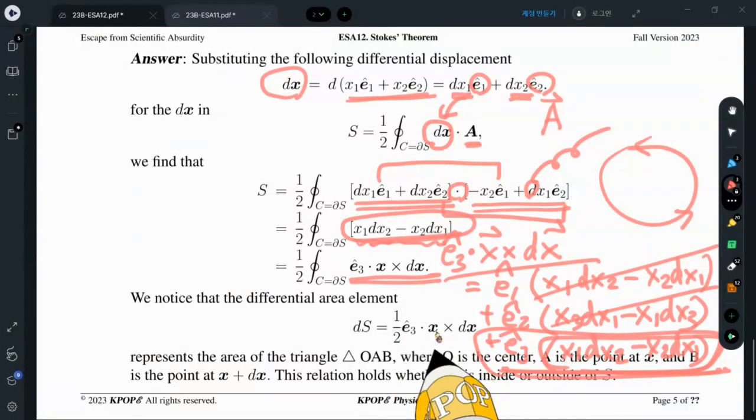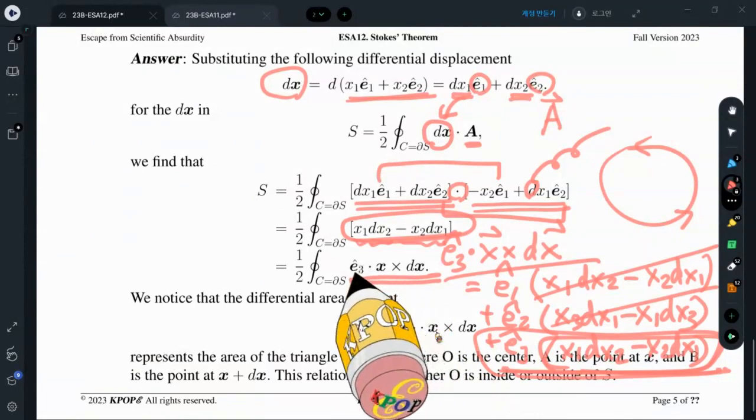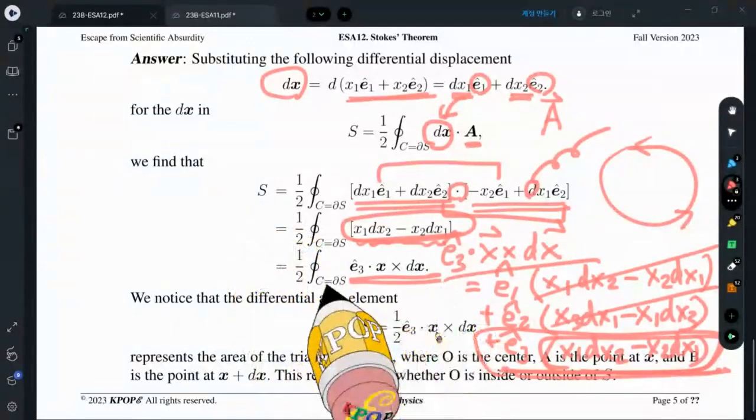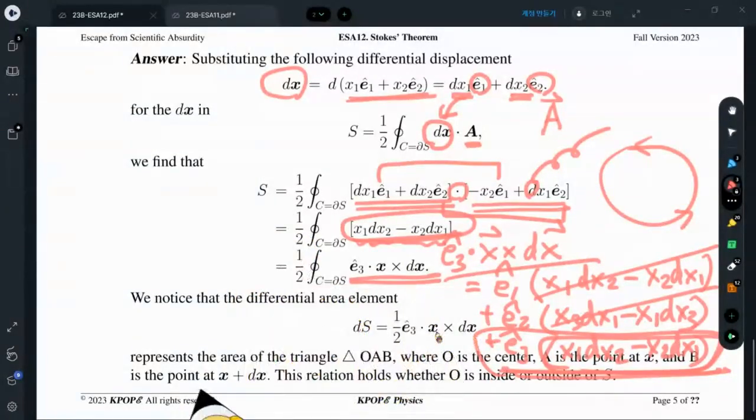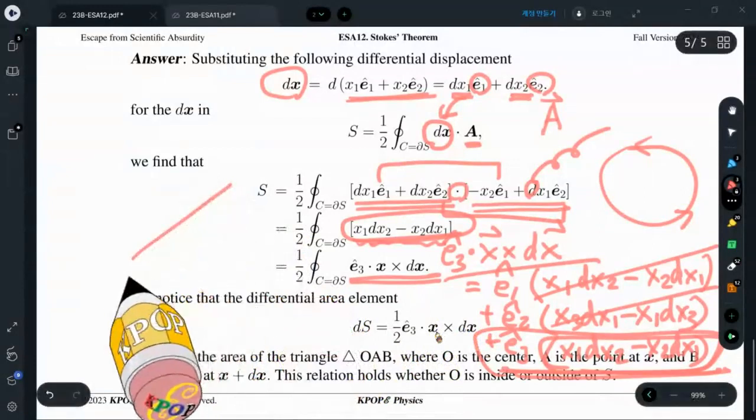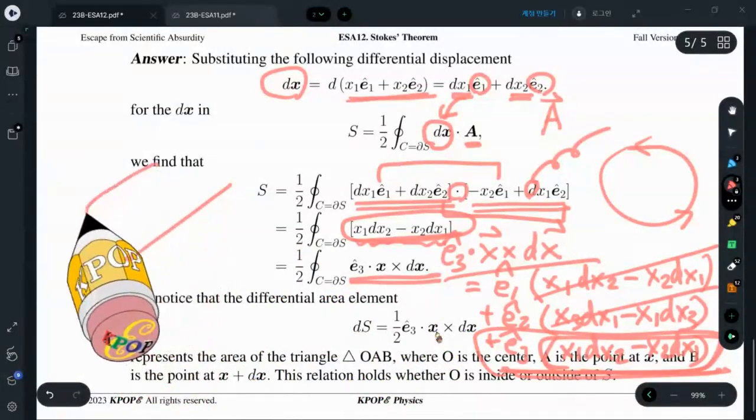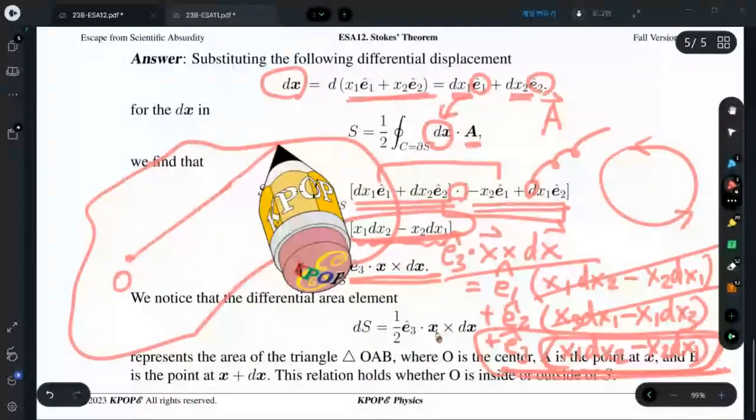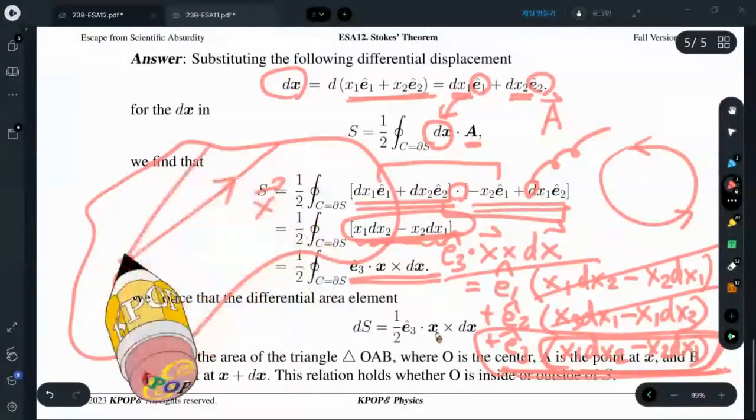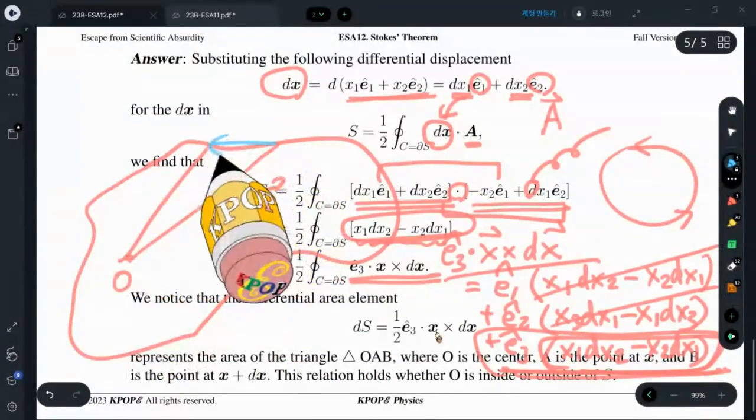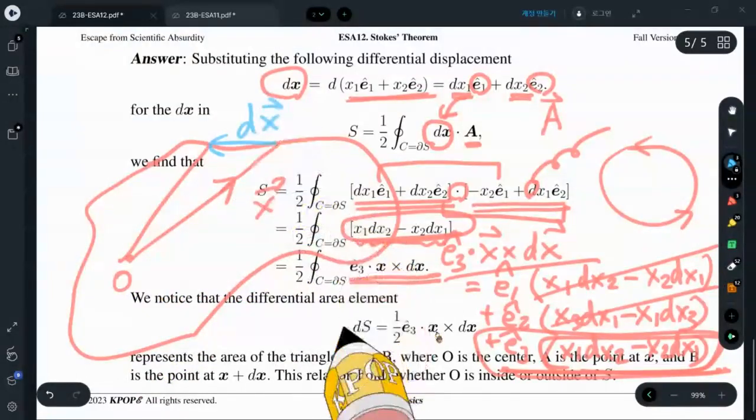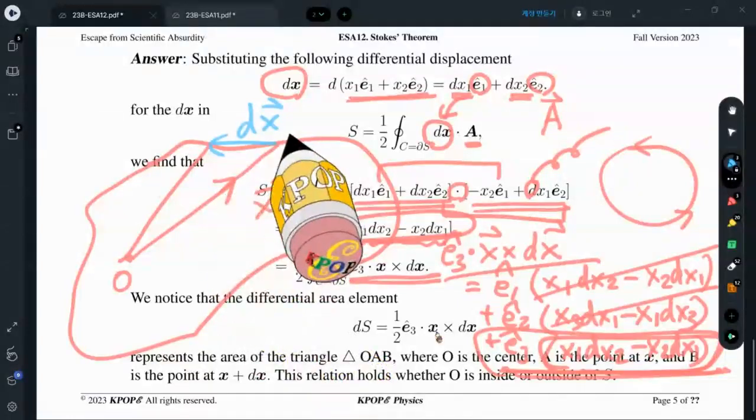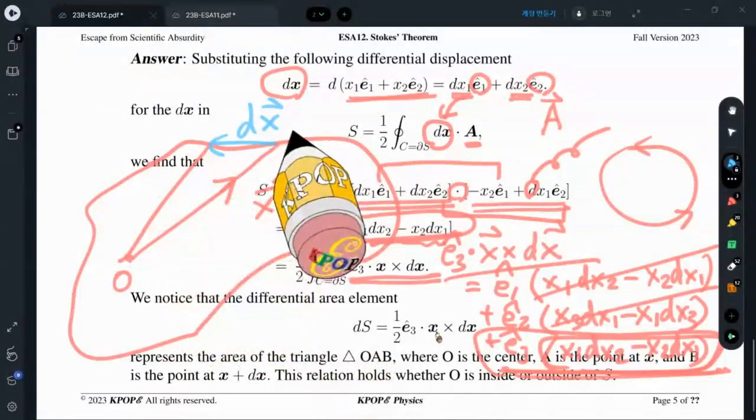So we have reached the point: 1/2 integral of e3 dot x cross dx. This is the area enclosed by a closed path. Let's see what it means. A center is inside a path. The closed path is on the xy plane. We have the x vector and the dx vector. Okay, x times dx, the cross product.